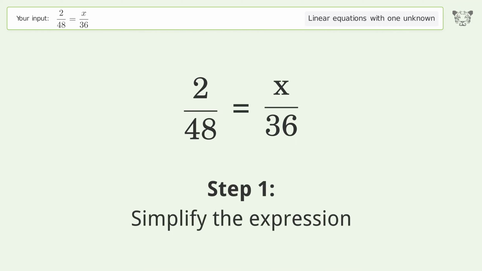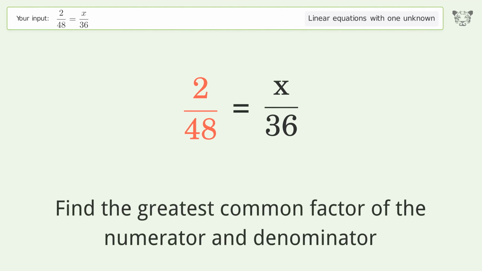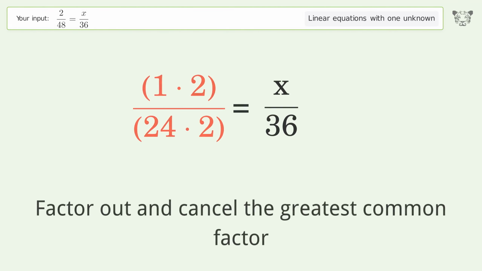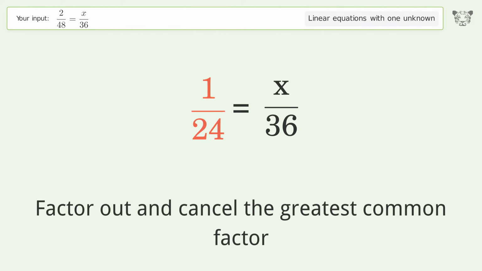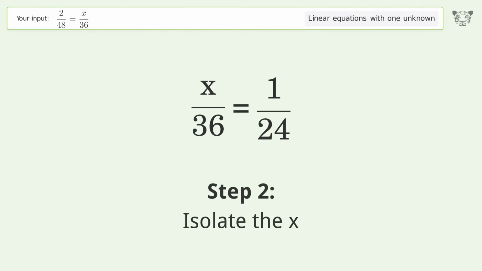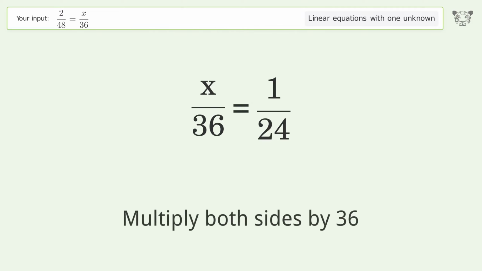Simplify the expression. Find the greatest common factor of the numerator and denominator. Factor out and cancel the greatest common factor. Swap sides. Isolate the x. Multiply both sides by 36.